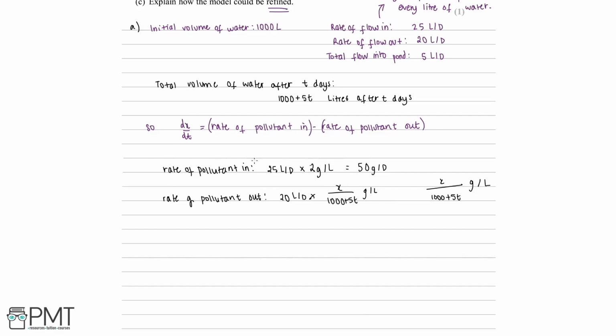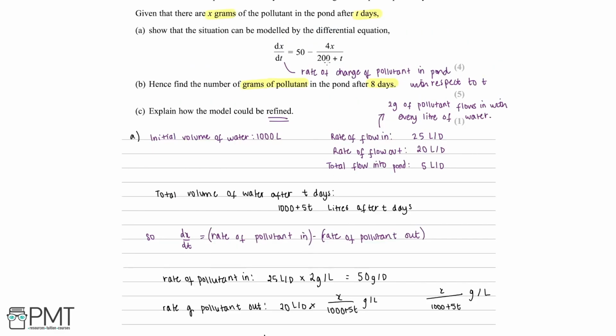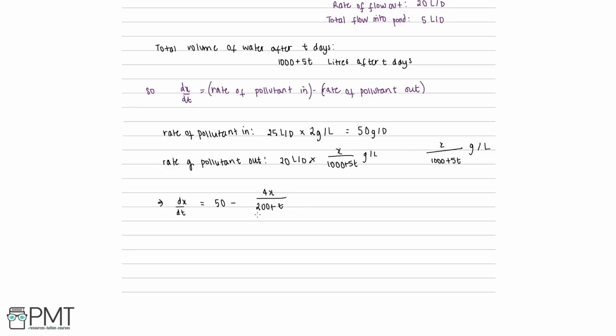So now we have the rate of pollutant in and the rate of pollutant out. We can substitute this into our expression for dx by dt to form dx by dt is equal to 25 multiplied by 2, which is 50, subtract 20 times x over 1,000 plus 5t, which is 20x over 1,000 plus 5t. But we can divide both the numerator and the denominator by 5 to give you 4x over 200 plus t. This expression is the same as the expression we want in part A, and thus we have shown the equation.